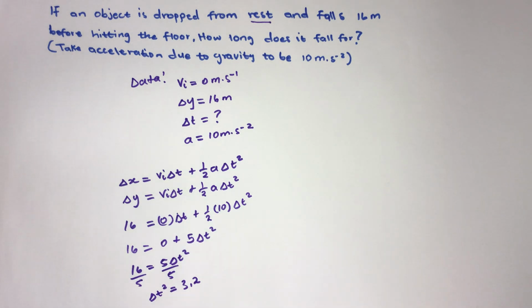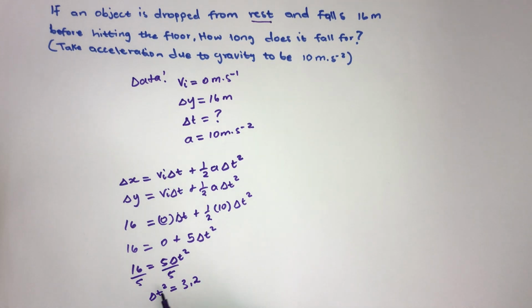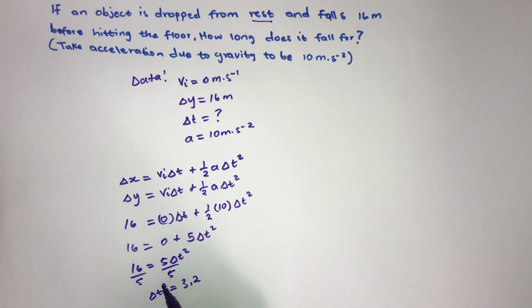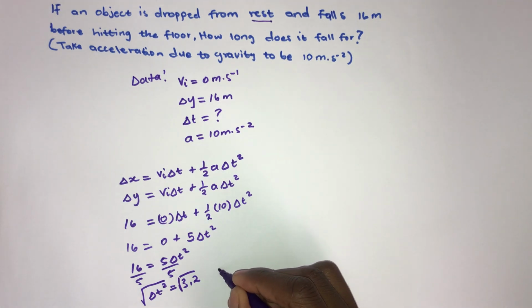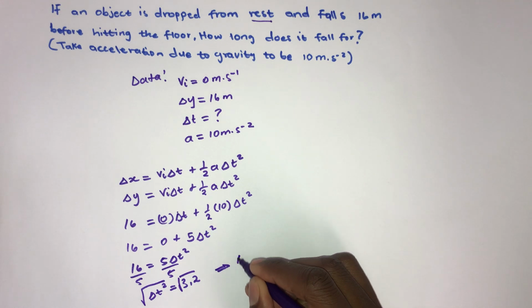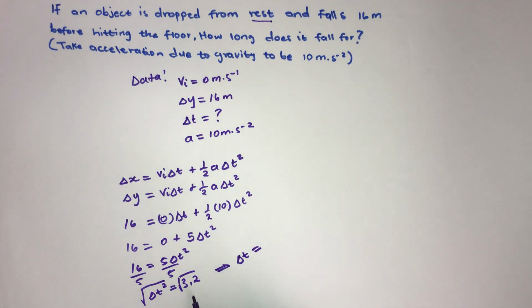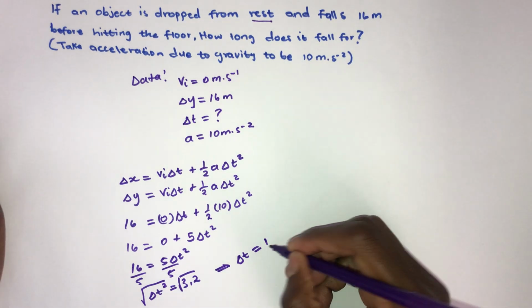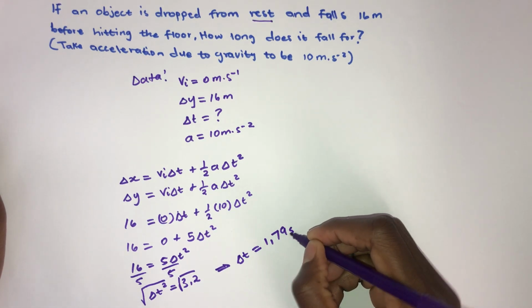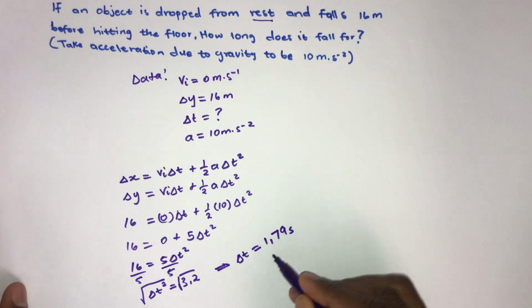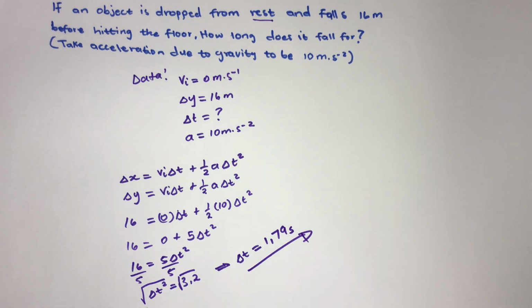Oh, sorry, this one is squared. Since we are looking for the time and not the time squared, we just take the square root. Then the square root of t squared, that is the change in t, is equal to the square root of 3.2, that is 1.79 seconds. So this is the time the object is falling for that distance, which is 16 meters, when you take the acceleration due to gravity as 10 meters per second squared.